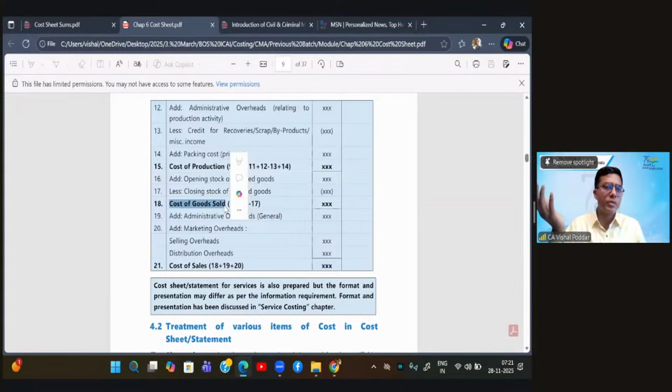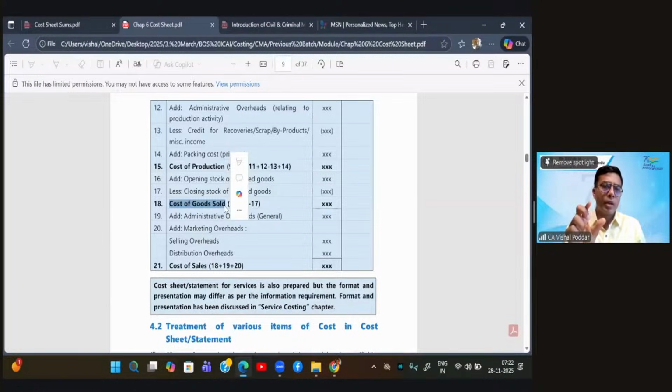Even you can relate this with your accounting trading account. When you're preparing the trading account, you have the opening stock of finished goods, and whatever is produced, which comes from your manufacturing account, that is the cost of production. On the credit side, you have the closing stock. The net of these three is the cost of goods sold. And when you compare it with sales in your trading account, the balance is the GP. So you can link this with the trading account to understand.